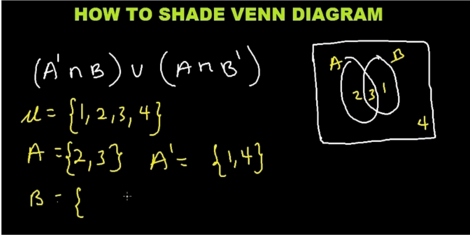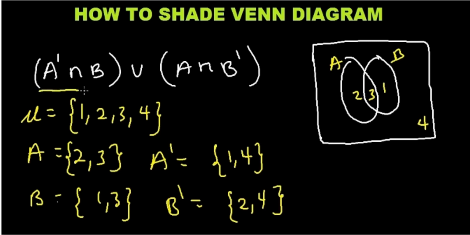Then my B. Can you try the B? B will be 1 and 3, right? What will be B complement? B complement will actually be 2 and 4, if I'm right. So let's place these two together. If I want to answer this one now, A complement intersection B, these two, that is 1. Union A, this A here, intersection B complement, that was 2, right? So the answer to this one now will be 1, 2.